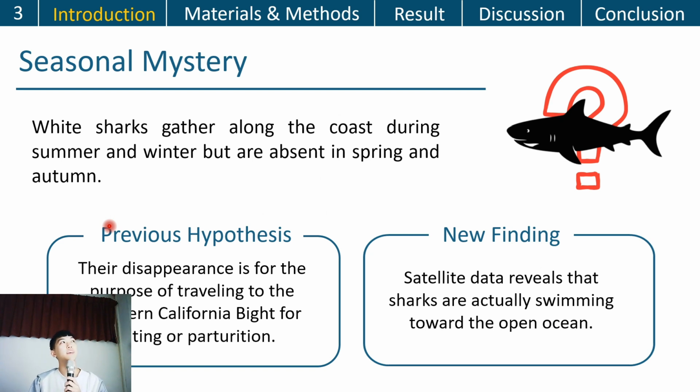Now, on the California coast, we know the sharks hunt in winter and fall. But in spring and summer, we didn't know where the sharks went. It's a seasonal mystery for sharks. In a previous study, they suggested that the sharks might go to the Gulf of California to mate or give birth. But this is not true. New findings say that the sharks swim to the pelagic ocean. They swim much further than we thought.